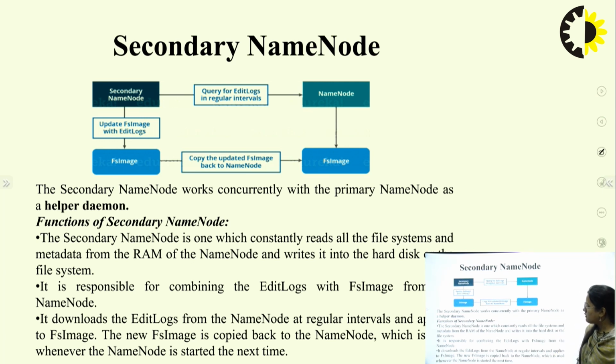So these are the functions of secondary NameNode. First one is the secondary NameNode constantly reads all the file systems and metadata from the RAM of the NameNode and writes it into the hard disk or the file system. It is responsible for combining the edit logs with FS image from the NameNode. It also downloads the edit logs from the NameNode at regular intervals and applies them to FS image, and the new FS image is copied back to the NameNode, which is used when the NameNode is started the next time.